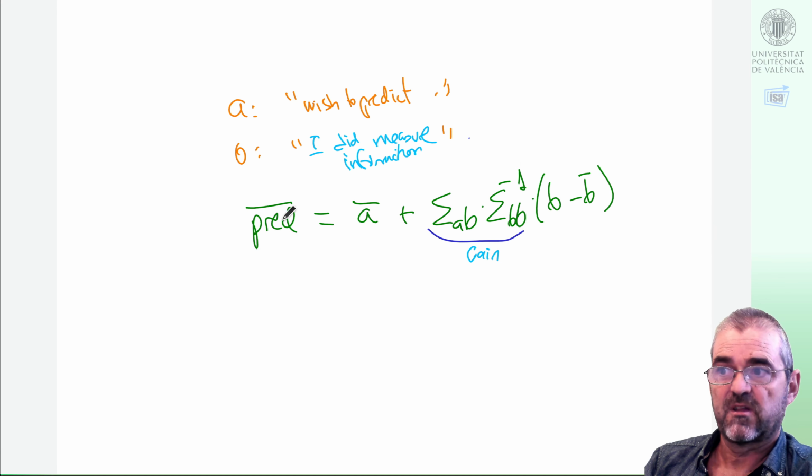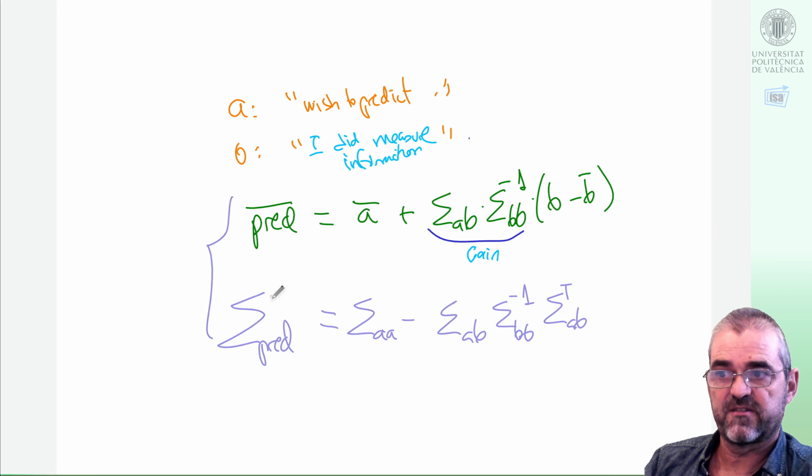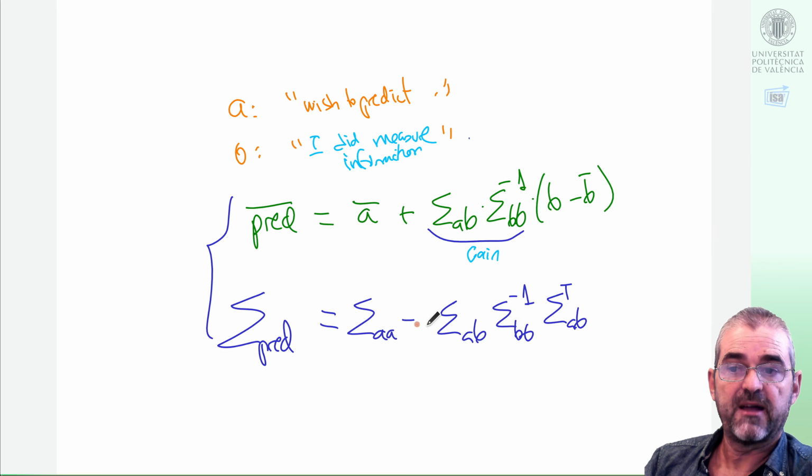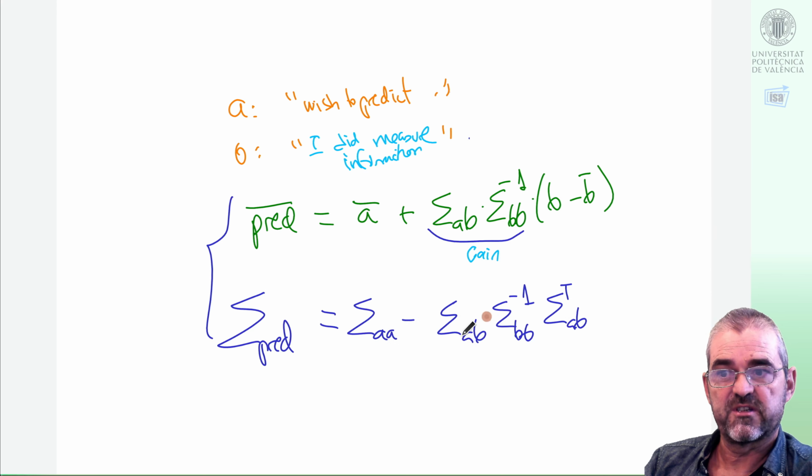And the posterior has this mean and this variance, which is the prior variance of the variable I wish to predict without data minus the variance decrease that information provides to me, which is covariance times inverse of the information variance times covariance transposed. Well, these are well-known formulas.